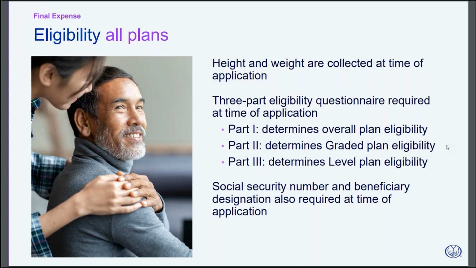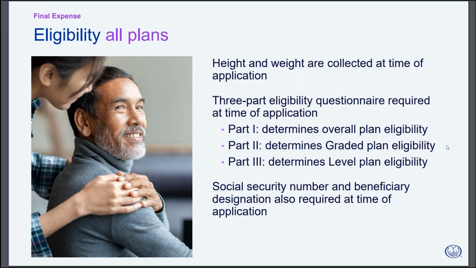Eligibility of all plans, height and weight are collected at the time of application. Three-part eligibility questions required at the time of application. Part 1 determines overall eligibility. Part 2 determines the graded plan eligibility. Part 3 determines level plan eligibility. Social Security number and beneficiary designation are also required at the time of application.